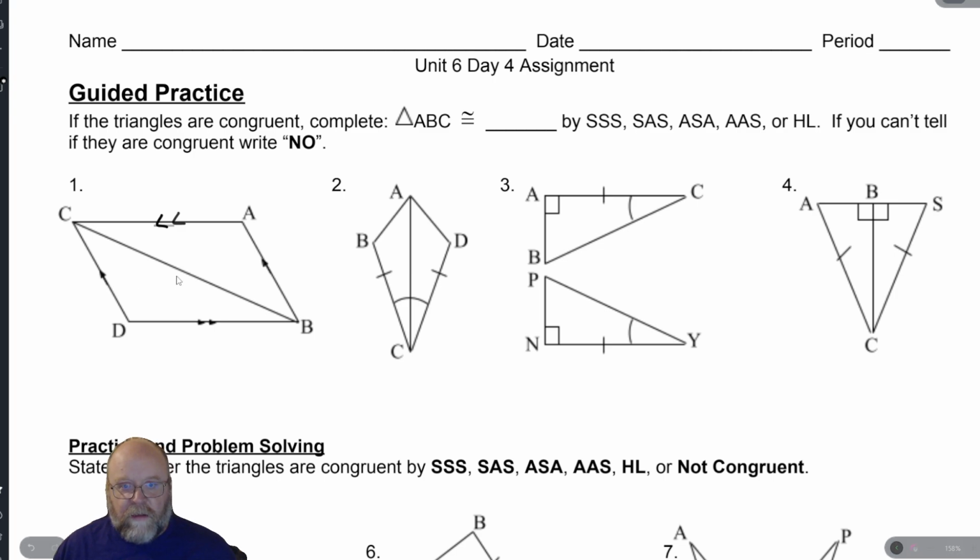Okay, so we got parallel lines here. Parallel lines don't mean congruent segments. We do have a shared side here, so that's a good sign. What can parallel lines tell us, though? What did we learn about last unit that parallel lines can tell us? What is congruent with parallel lines? Well, all those angle pairs, right?